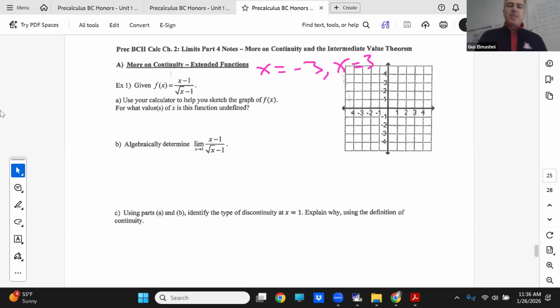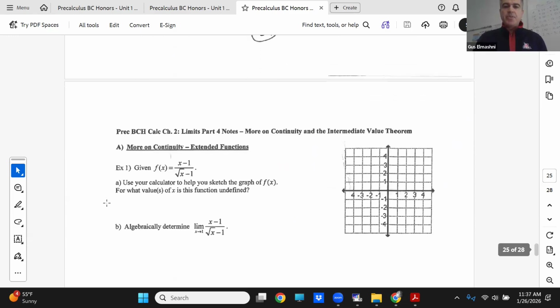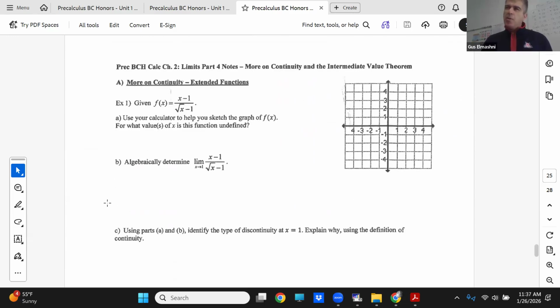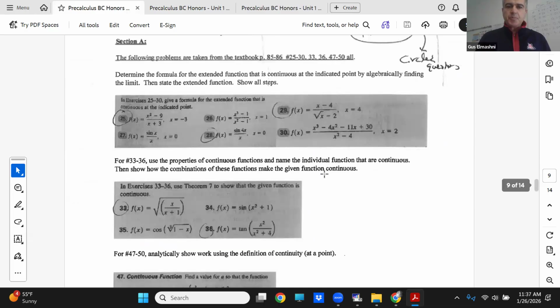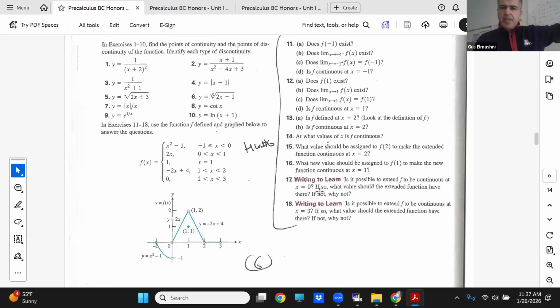Okay. Let's move on to page 25. Let's talk about extended function. I think there were some things in the homework, the last homework May 6. If you're confused, don't worry about it. We can talk about problems like 15 through 18.